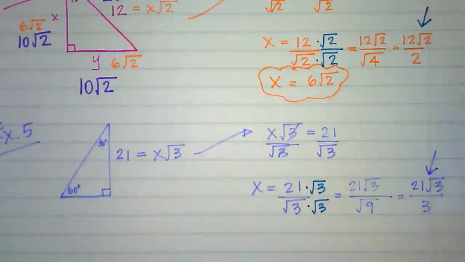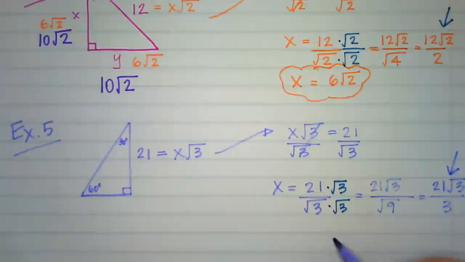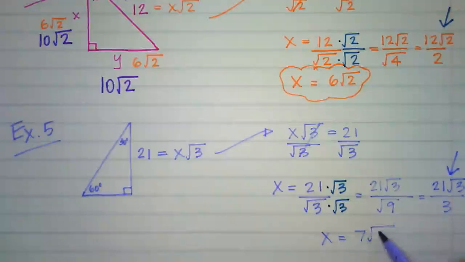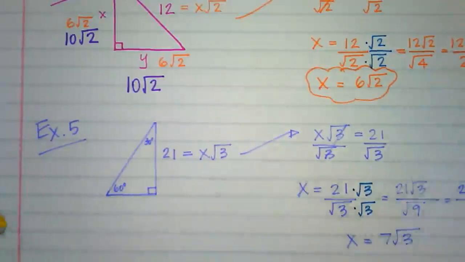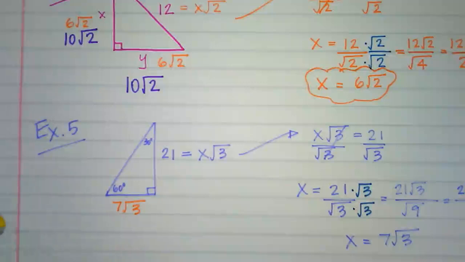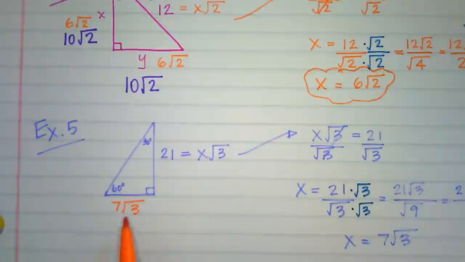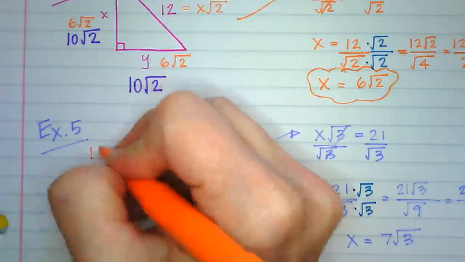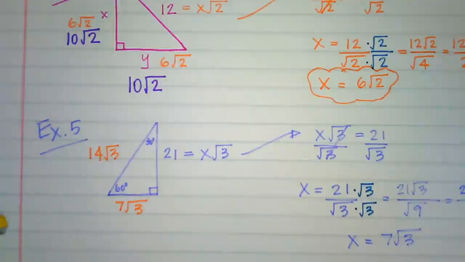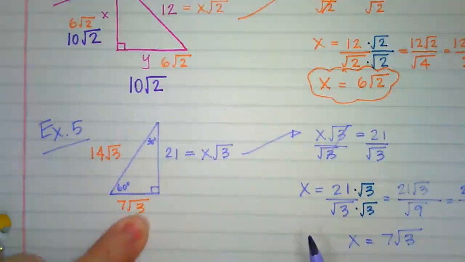So again, just like with the one up here, if I know the side that is supposed to have the square root, then you divide by 3 and then multiply by square root of 3. So in the end, my short leg is going to be 7 root 3. So this side will be 7 root 3. Now the hypotenuse, once I know what the short leg is, is just that times 2. So if this side is 7 root 3, this side would be 14 root 3. Okay, so what I did is I took this, divided by 3, got 7, and then plopped the square root of 3 on it.